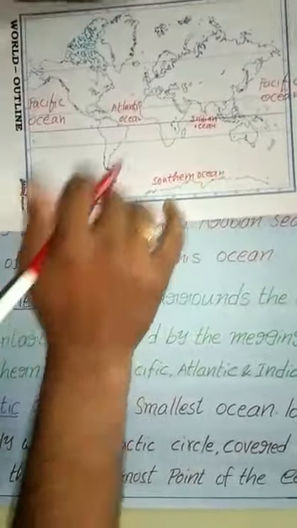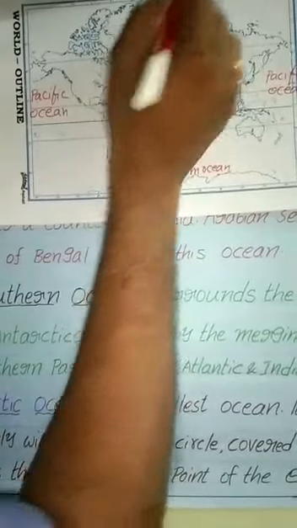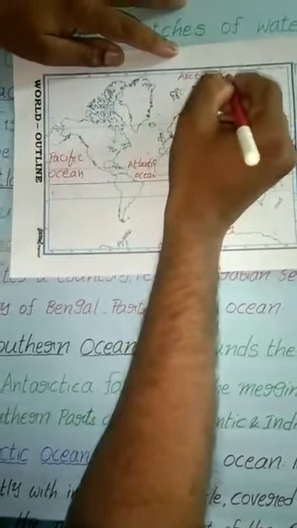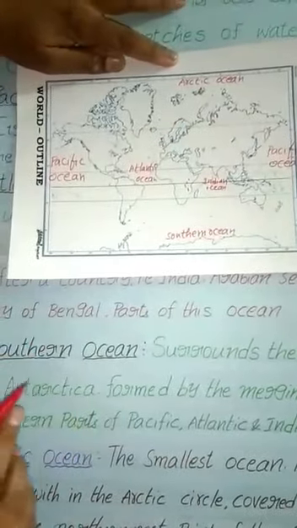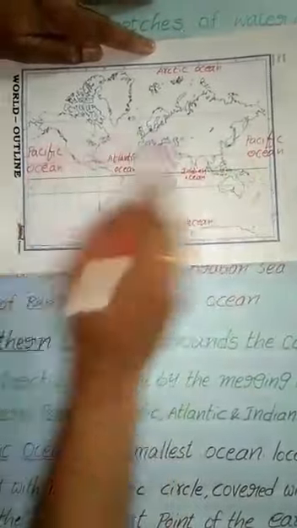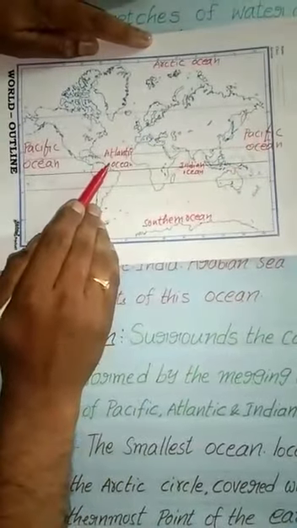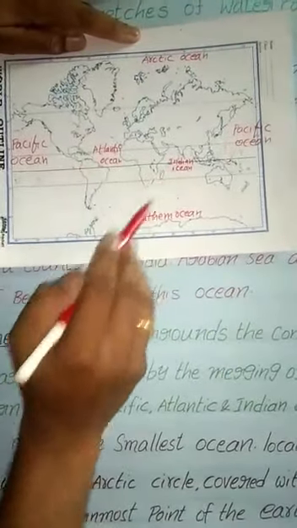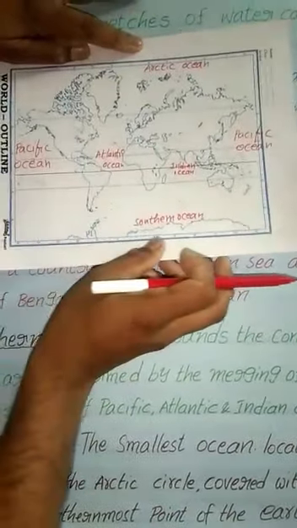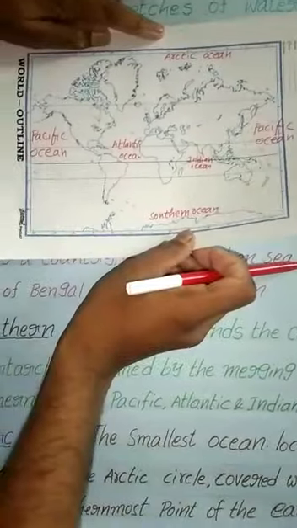And last but not the least, Arctic Ocean, here in the north part. Arctic Ocean. So this is the location of the 5 oceans. Pacific, we can write located in both sides of the map. Second one, Atlantic. Next Indian. Next Southern, and last Arctic. So this is about the location of the 5 oceans.